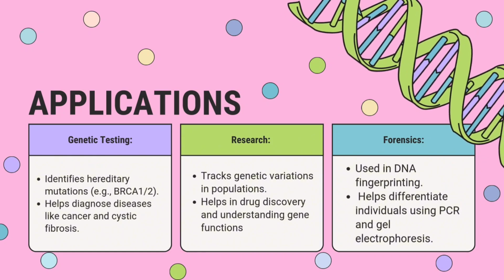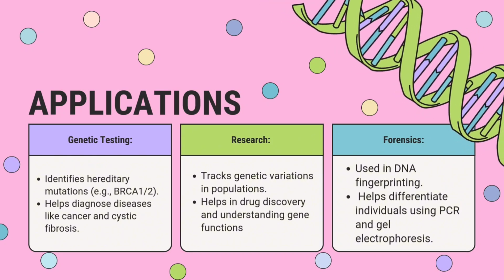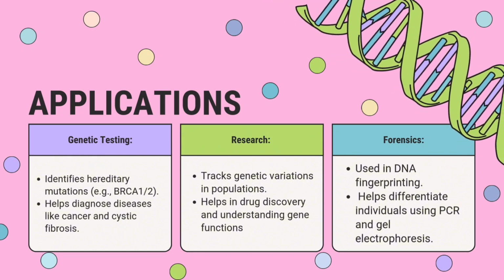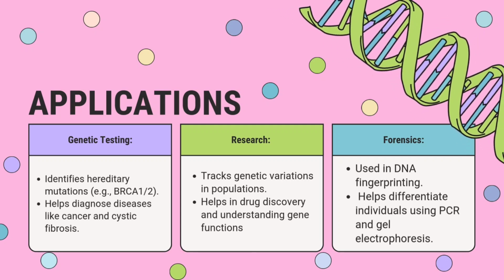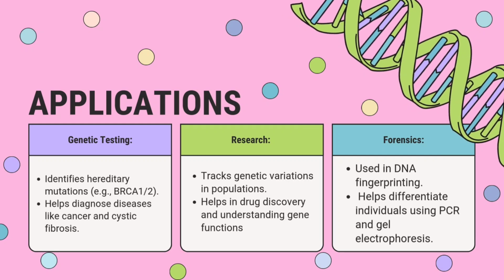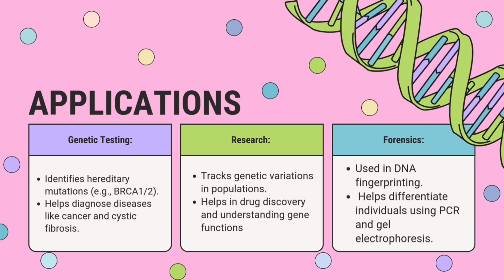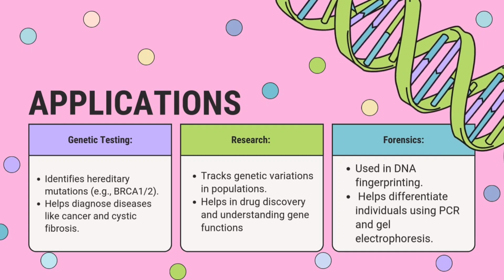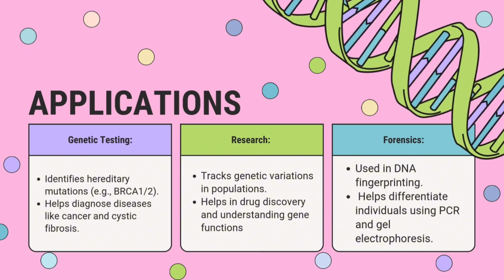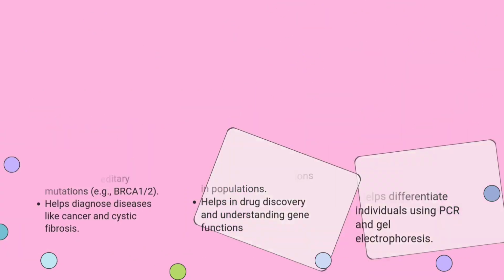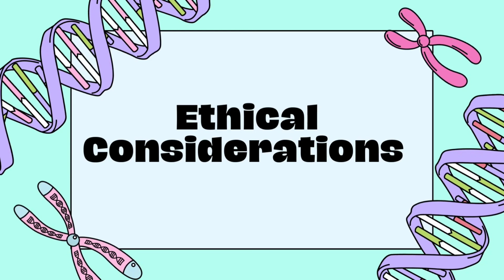In research, these techniques allow scientists to study gene function, explore genetic variations, and develop new therapies. By understanding how mutations influence disease progression, researchers can discover novel drug targets and therapeutic approaches. In forensic science, PCR and gel electrophoresis are indispensable tools for DNA fingerprinting and analyzing DNA evidence from crime scenes, helping to identify individuals or establish biological relationships. Moving on, we will now discuss the ethical considerations for genetic mutations.